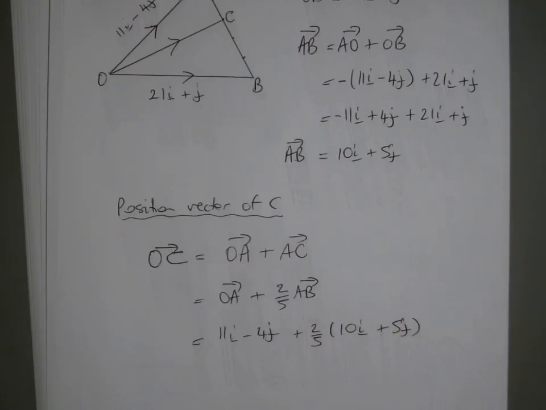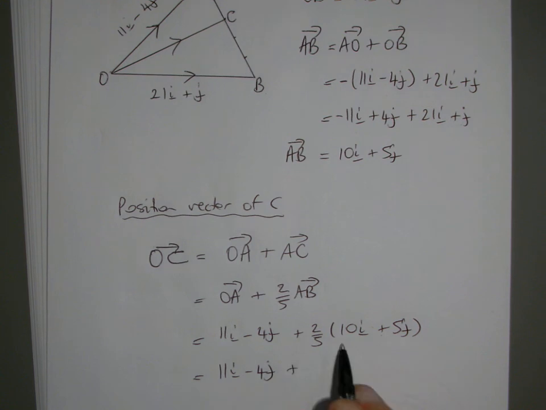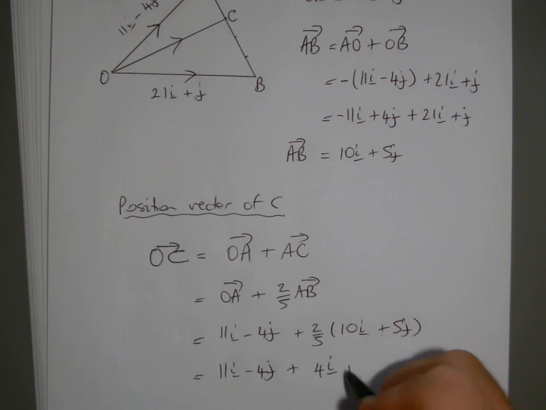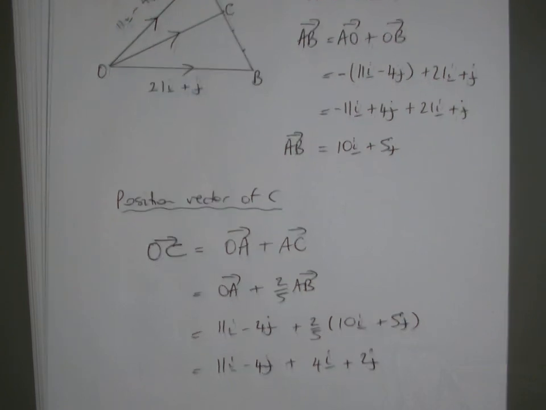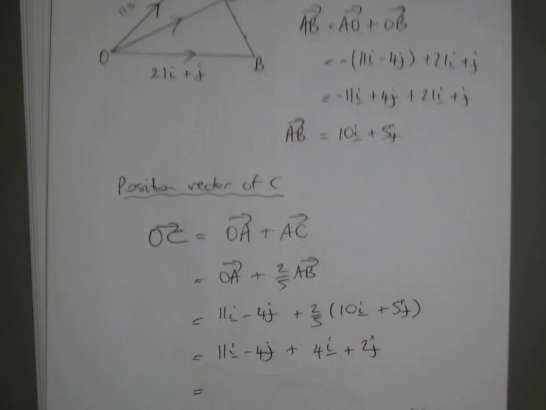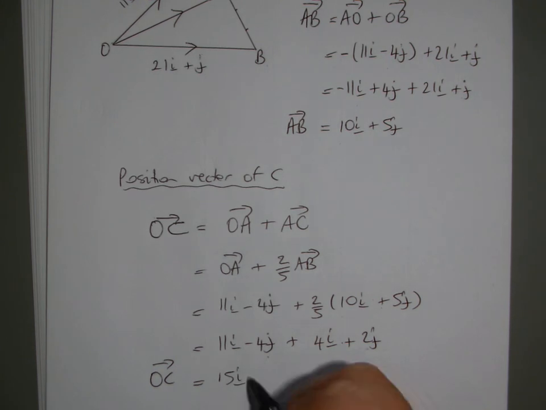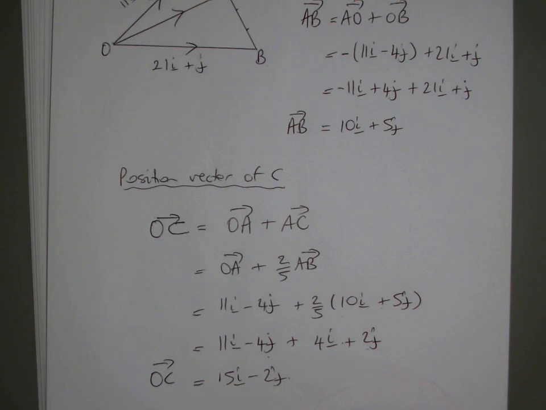So take that fraction, multiply it through here, so you get 4i, multiply it through here, we get 2j. Then in total, putting it together, I get my position vector of C. So I get 11i plus 4i is 15i, and minus 4j plus 2j is minus 2j. There's my position vector of C.